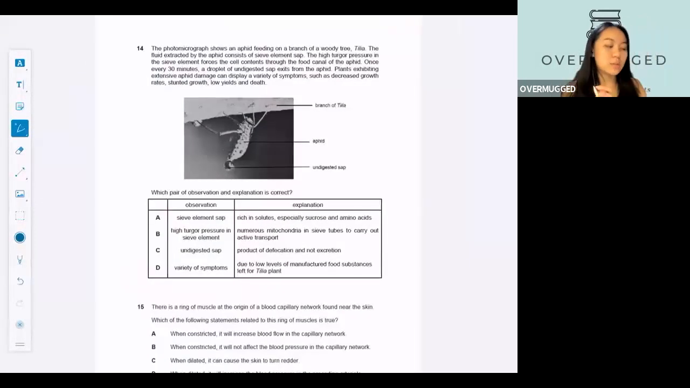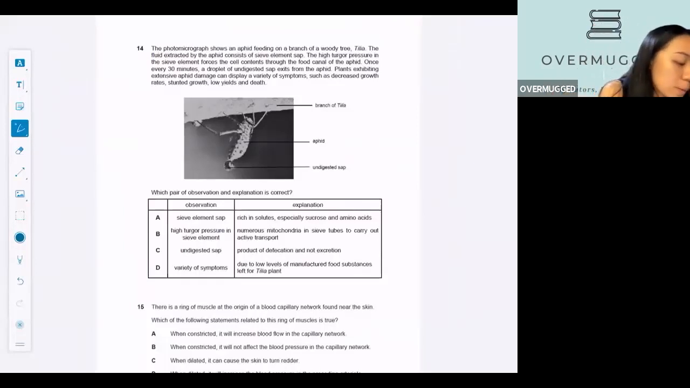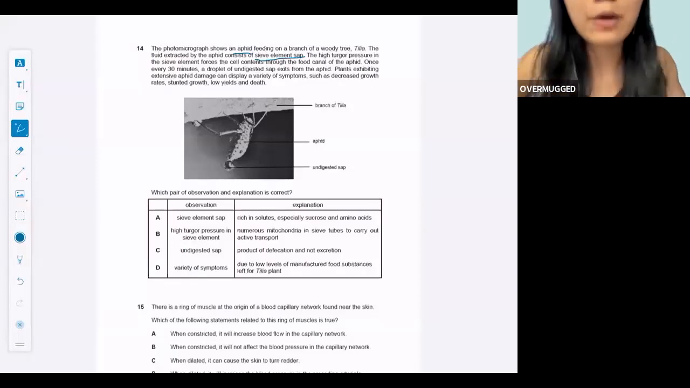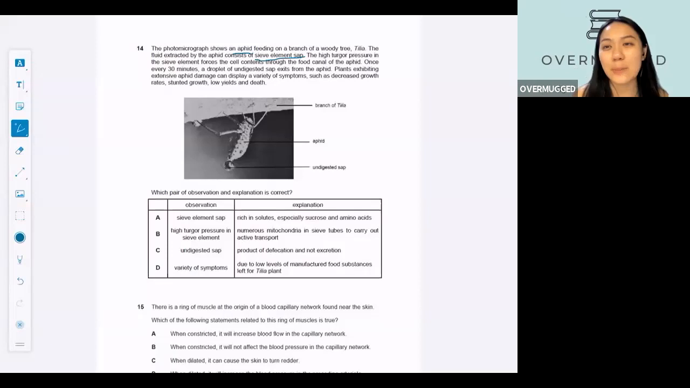Okay, can't spend too much time here. Question 14. A lot of people ask about this. I think this is also a very complicated question, so let's go through each part together. The photomicrograph shows an aphid feeding on the branch of a woody tree. Every time you see an aphid, you know that it has to be phloem. The fluid extracted consists of sieve element sap. The high turgor pressure in the sieve element forces the cell content through the food canal of the aphid. So during the exam, do the same thing as me. When we are reading through the question, we also don't know what the key thing is. But when you see something that is probably important, just underline it. Don't bother using a highlighter or anything, just use your pen or pencil to mark the important thing so that you don't miss it out.